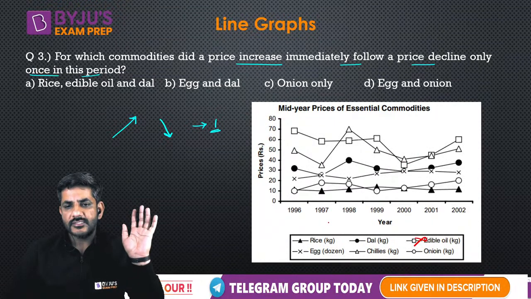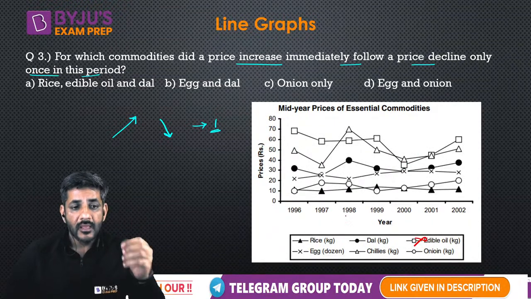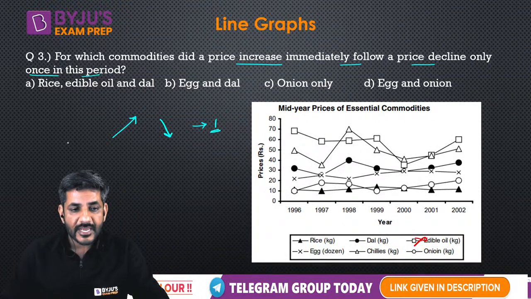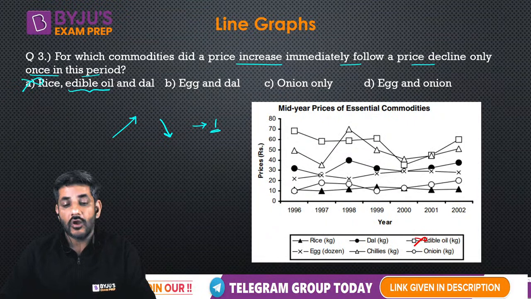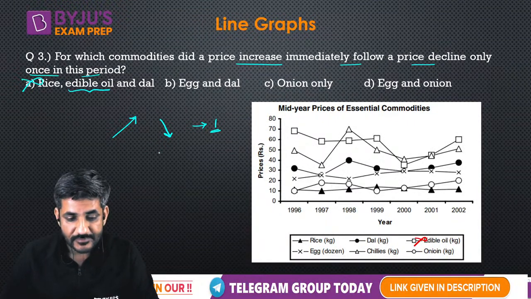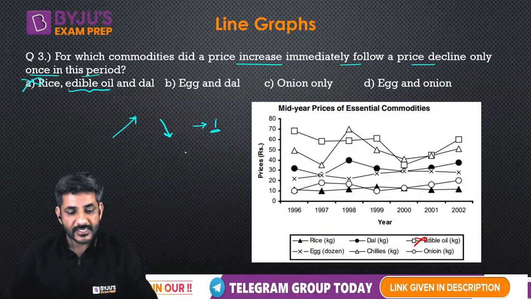So I would be just taking it out. इसमें तो नहीं हो रहा है. And if edible oil is gone, of course I can say option A is not my answer, because that had written edible oil in this. So that is not my answer. आगे बढ़ता हूं मैं. Let's come to the second one now.